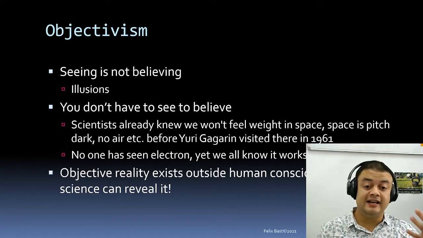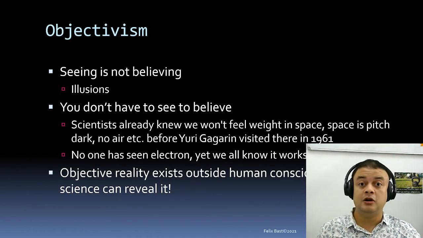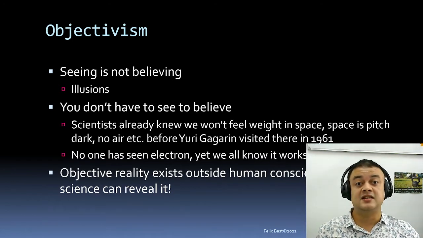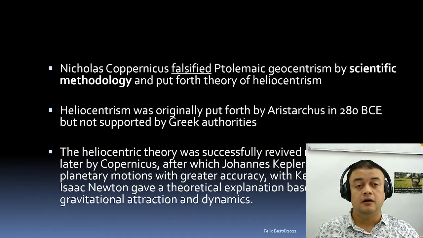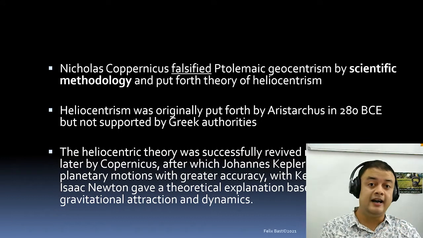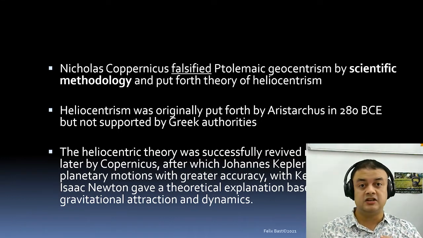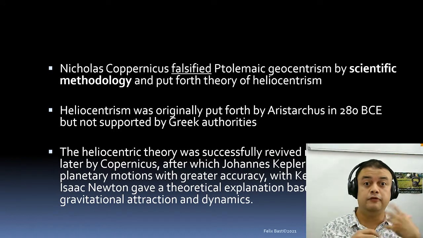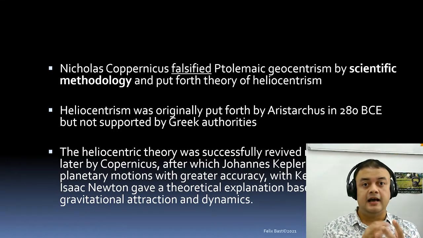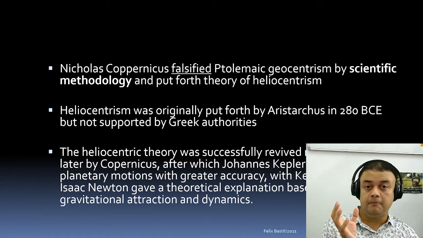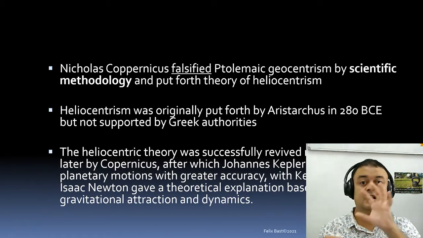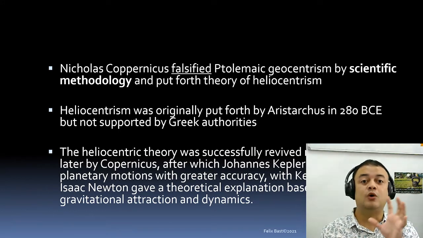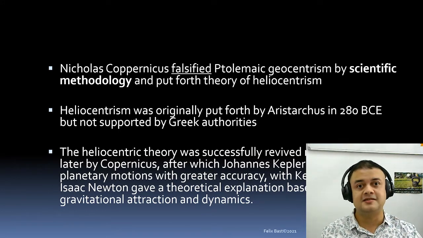So objective reality exists outside human consciousness, and the only way to know it is by using the scientific methodology. That is how Nicolaus Copernicus did it. He falsified. Falsification, by the way, is when a conjecture is refuted by falsifying. And that new theory can become a conjecture to be refuted again. So conjecture, refutation, the cycle continues. That is what drives scientific revolutions.